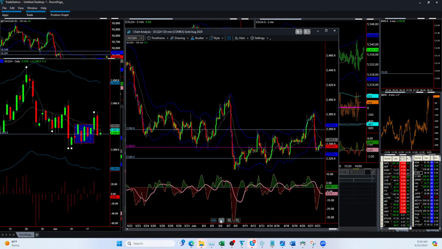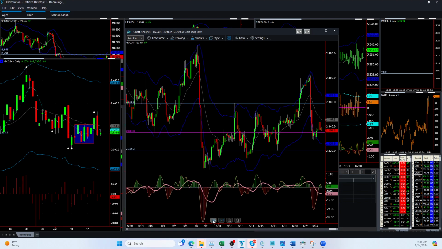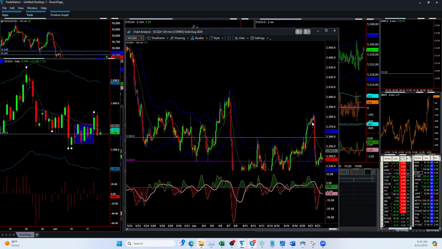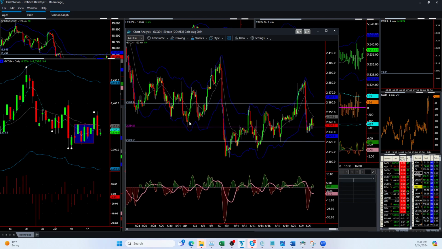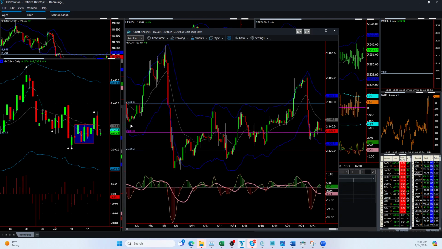However, blowing this up a notch. Once again, I like to have this 120-minute spanned out enough because that's where these two separate tests come from. So if we blow it up closer, we start to lose the touch there.